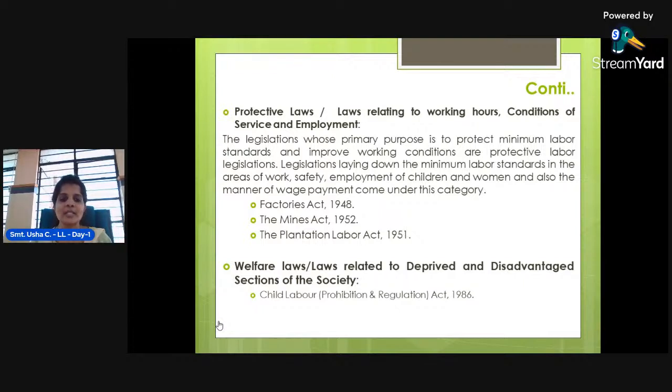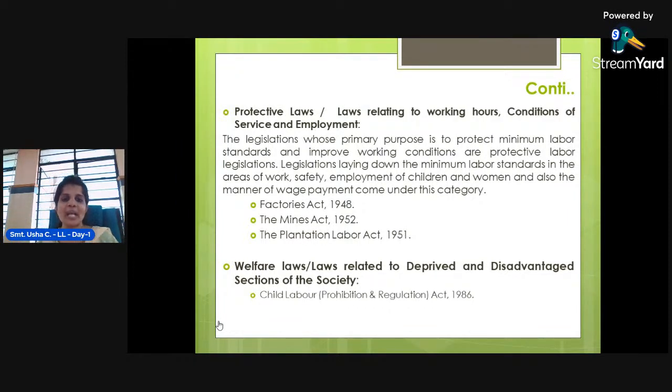This legislation lays down the minimum labor standards in the areas of work, safety, employment of children and women, and also the manner of payment of wages. I have taken only a few laws here. One is the Factories Act of 1948, the second is the Mines Act of 1952, and next is the Plantation Labor Act of 1951.